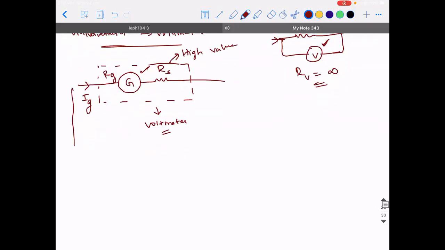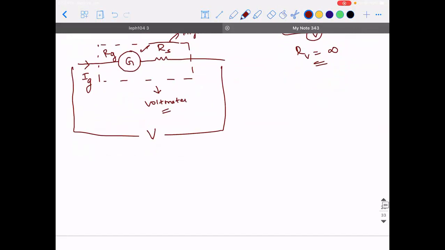Since I told you this whole thing is a voltmeter, this will measure a potential difference of V volts. Then what is the value of V in terms of IG, RG, and RS, guys? V will be equal to IG into the resistance of the galvanometer plus the series resistance. So here, what is the unknown value?